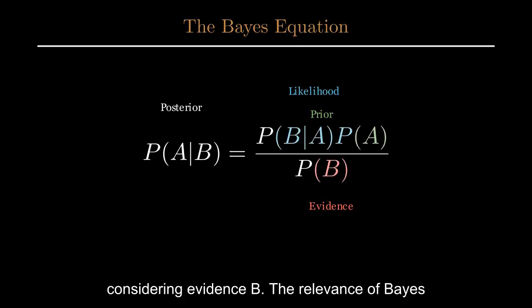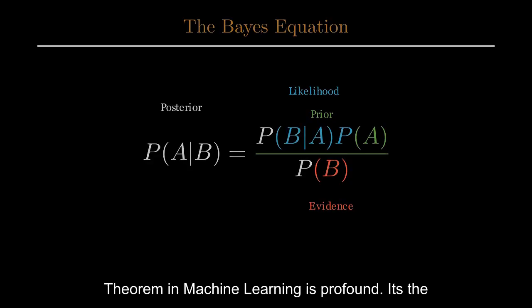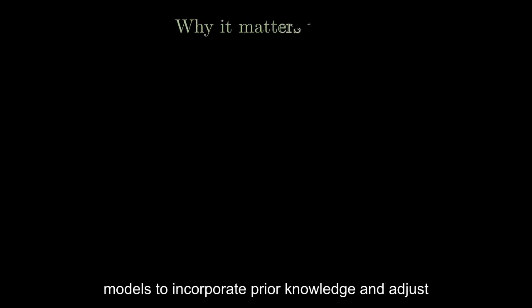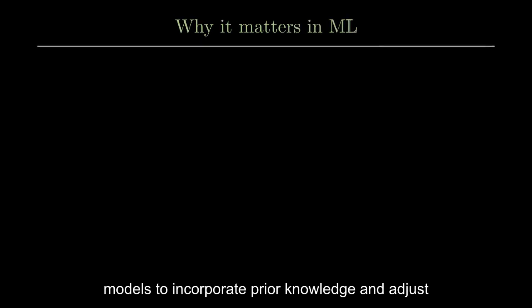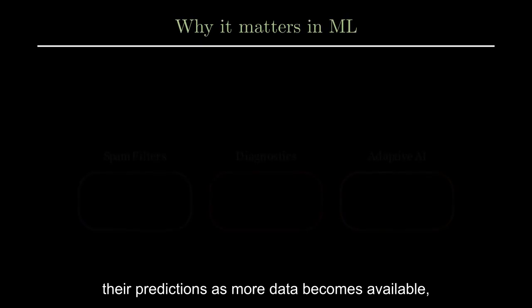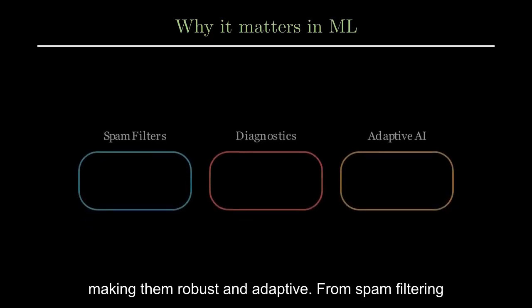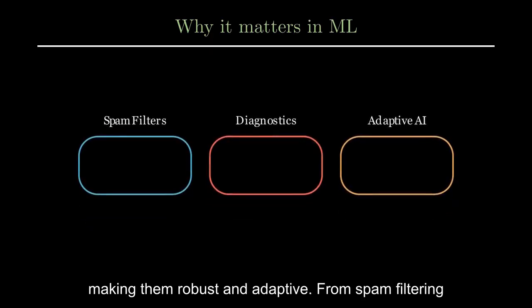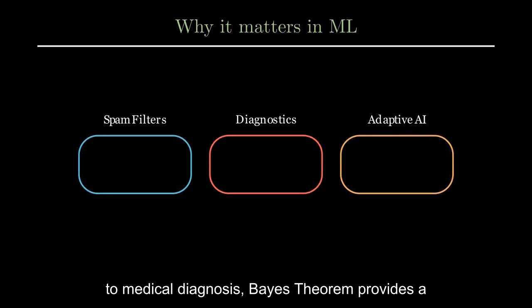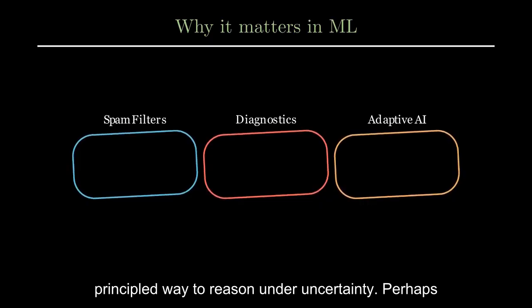The relevance of Bayes' theorem in machine learning is profound. It's the backbone of algorithms that learn from data and make predictions by updating probabilities. It allows models to incorporate prior knowledge and adjust their predictions as more data becomes available, making them robust and adaptive. From spam filtering to medical diagnosis, Bayes' theorem provides a principled way to reason under uncertainty.